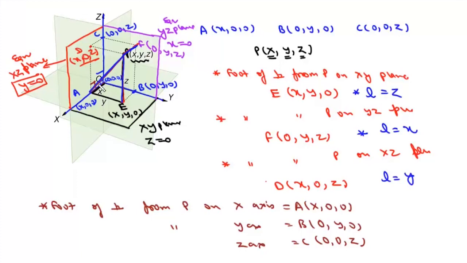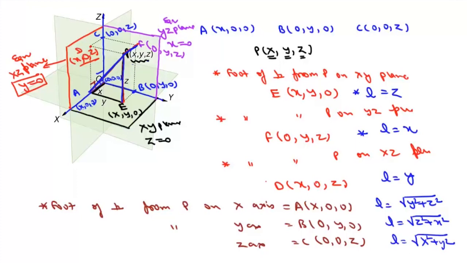Then in the same way, we have to find length of perpendicular from P to A. Now we know that this is foot of perpendicular. So this length will be given by distance between (x, 0, 0) and (x, y, z), which is nothing but under root of y square plus z square. And here this length will be under root of z square plus x square. And this one, this length is under root of x square plus y square.